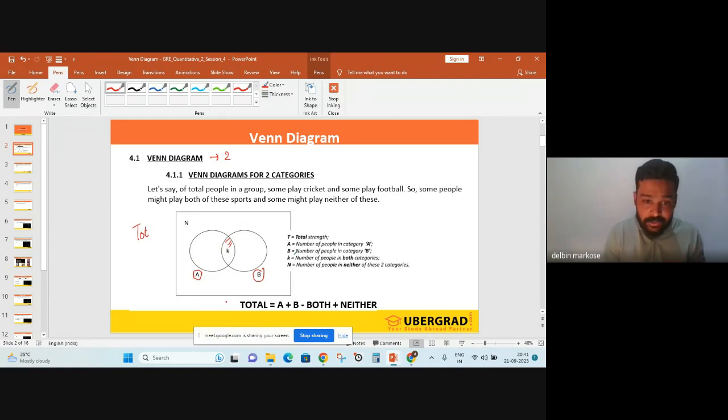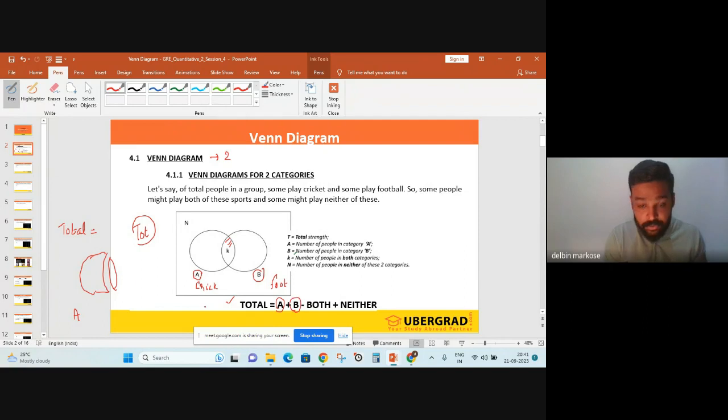In all the books, there is a formula written like this: total equal to category A plus category B minus both plus neither. If I use logic also, you will be able to get it. So if I want to find the total number, what is category A? I'm just considering the total number of cricket players. This is cricket I consider, this is football I consider. So when I consider category A, you are considering this only region and both region. The entire thing is category A.